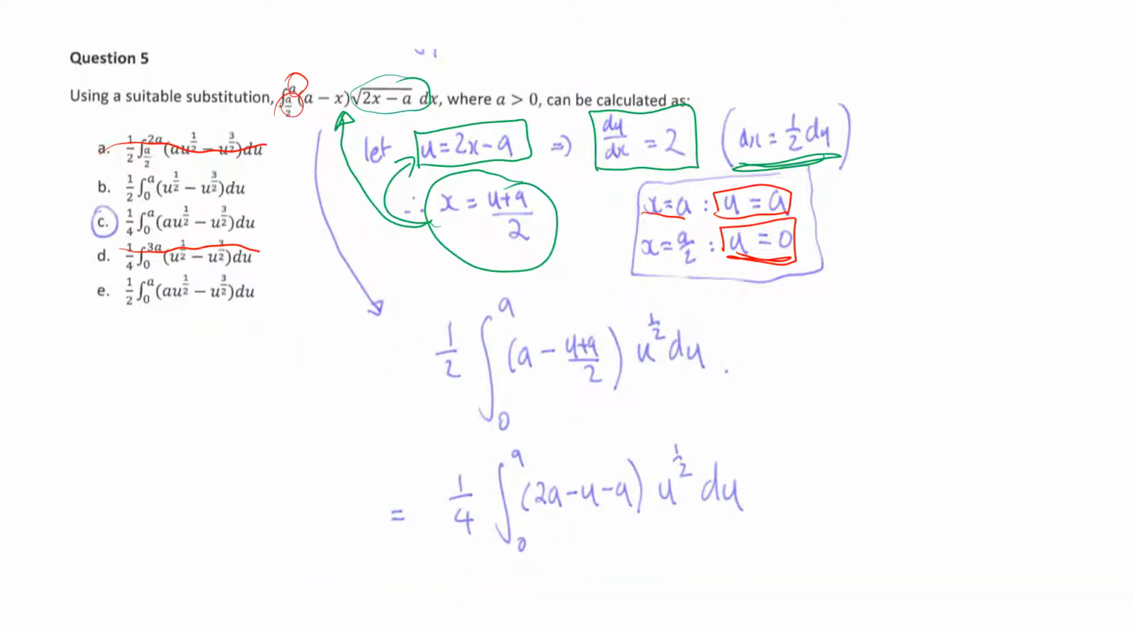Let's keep going. And of course, x is replaced by (u plus a) on 2. We can make that a single fraction and then take out the division by 2. So we've got 1/4. We're left with this expression, which of course simplifies to a minus u, all being multiplied by u to the half. And then you can see, what have we got? C is the correct option. So when I expand that, this is just the integrand, u to the half minus u to the 3 on 2, with 1/4 factored out the front.